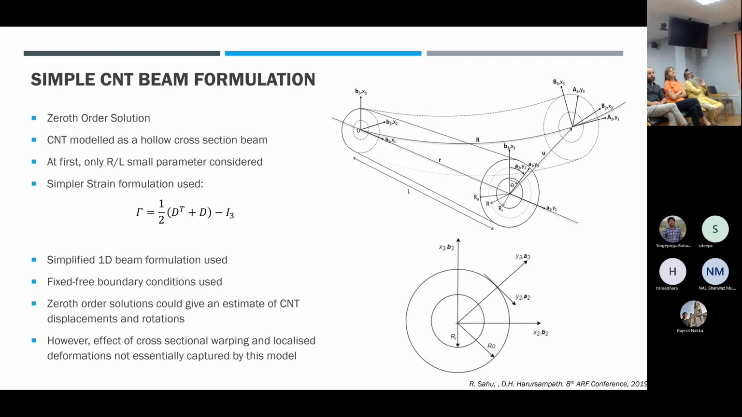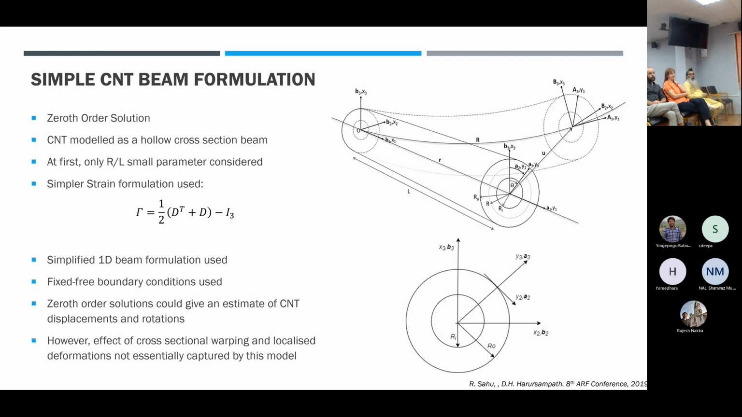So I first tried out a simple CNT beam formulation in which we just did the zeroth order solution, and we started by modeling the CNT as a hollow cross-section beam. This was the beam coordinates which we had taken. For this model, we only considered the R by L small parameter, and a simple strain formulation was used. So we got a very simplified 1D beam formulation, and we used fixed-free boundary conditions just to get an estimate of the CNT displacements and rotations, and how well we can capture them using the VAM formulation.